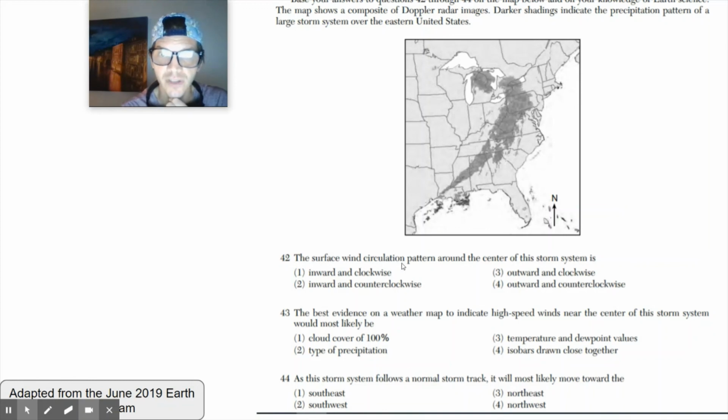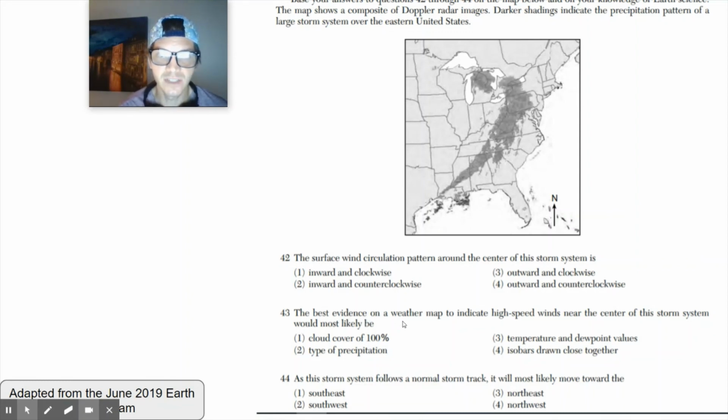The surface wind circulation pattern around the center of the storm is, so remember the clock is high and the counter is low. Since we're seeing this storm right here, we have kind of lousy weather. So that means that we have a low pressure system. So if it's a low pressure, I'm going to expect it to be moving inwards. Remember, the clock is high, the counter is low. So the best choice here would have been choice 2, inward and counterclockwise. And we can kind of see that counterclockwise happening here with the way that these clouds are forming.